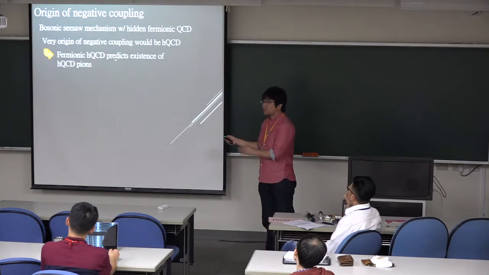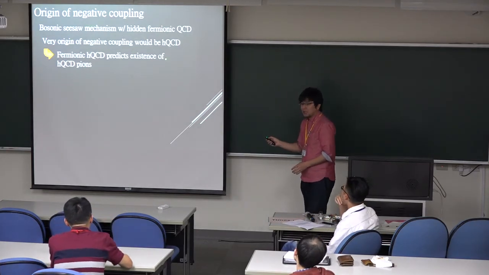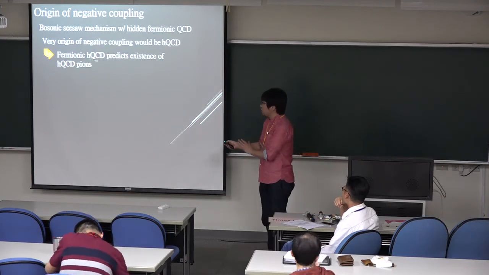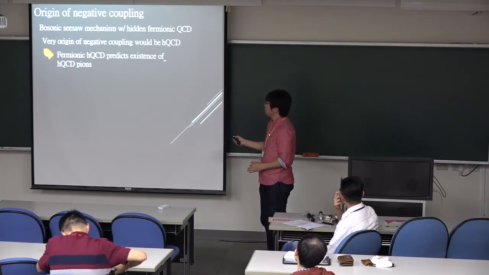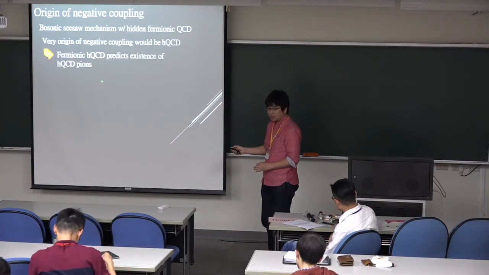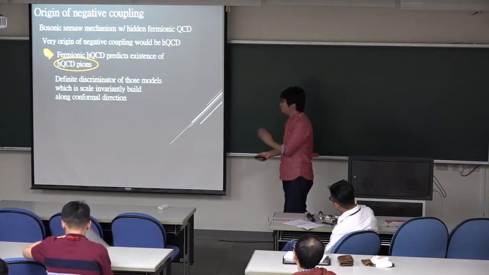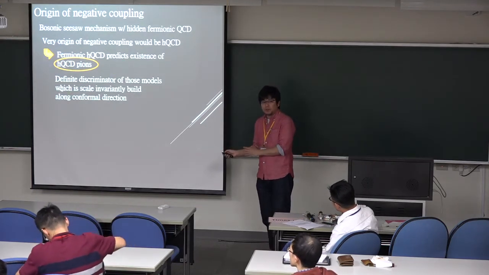As I explained, the very origin of the negative coupling could be hidden QCD. Also, hidden QCD predicts the existence of the hyper QCD pions. So this pion can be the completely definite discriminant of the model.